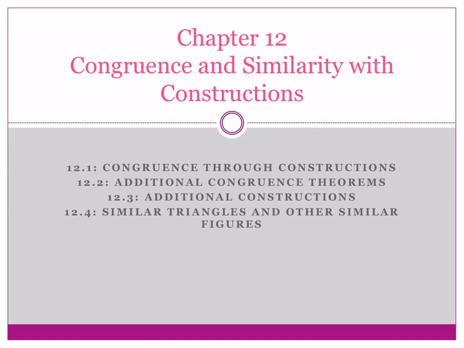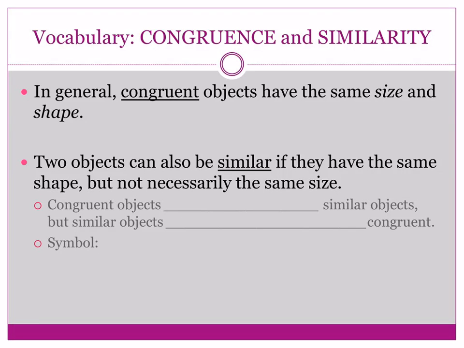Chapter 12, we're going to start talking about congruence and similarity, and we're going to do this with constructions. So that word constructions for us is going to mean that straight edge and that compass. Okay, so that's where we're going to encounter these. So a few definitional things before we get started along that line.